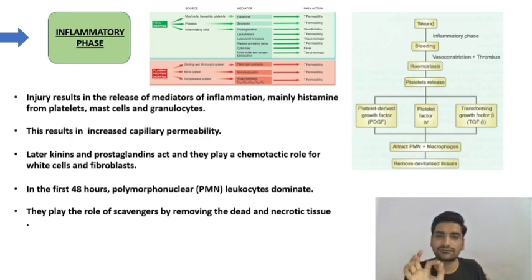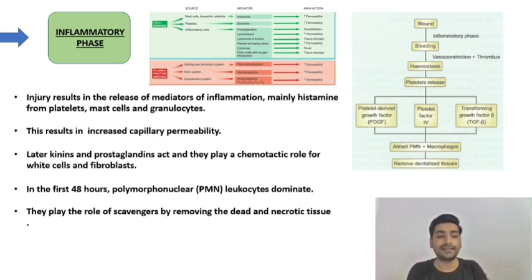PMN, P stands for police. So whenever an event or any accident or anything occurs in your city or nearby in your hometown, the first thing that will come is police. They are going to come and inspect whatever has happened. So you need to remember it in that way. For the first 48 hours they are going to investigate the situation. In that way PMNs are going to come and dominate in that area for the first 48 hours.